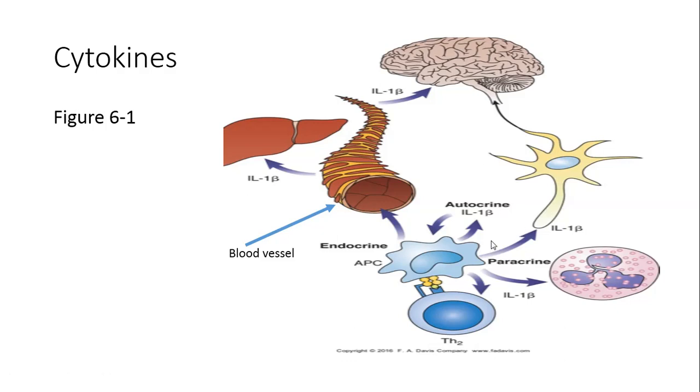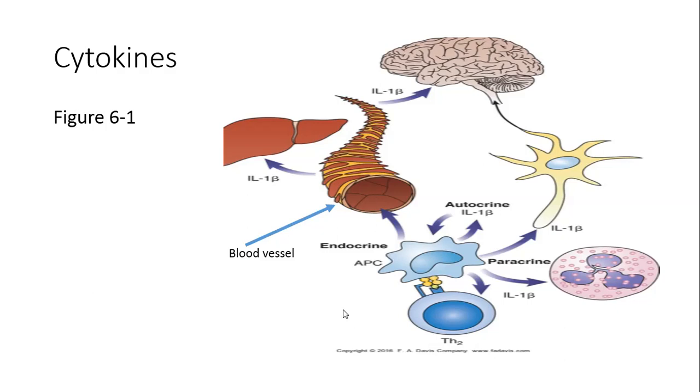What else can it do? That same interleukin-1 can go into the vascular. This was a really bad picture of a blood vessel. It took me a few minutes to figure it out. I labeled it because I was like, what is that supposed to be? Oh, it's supposed to be a blood vessel. Helps when you read the book.